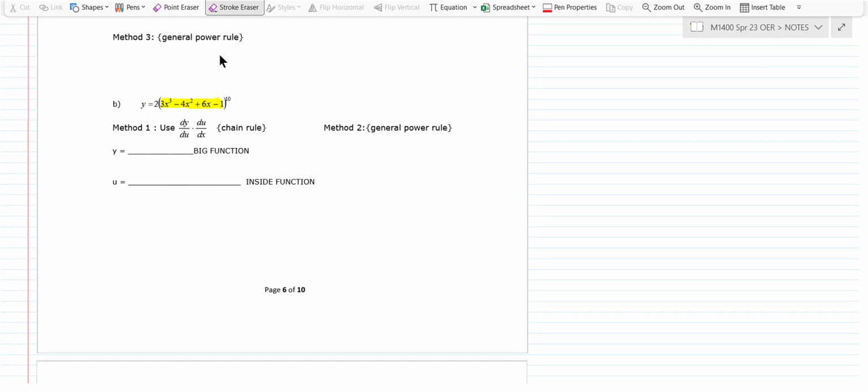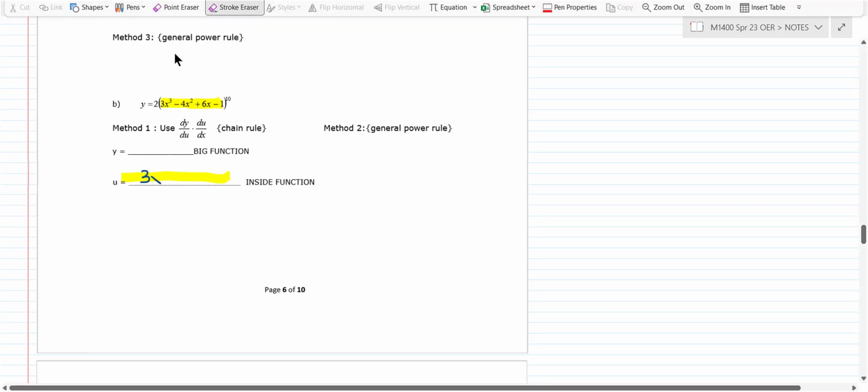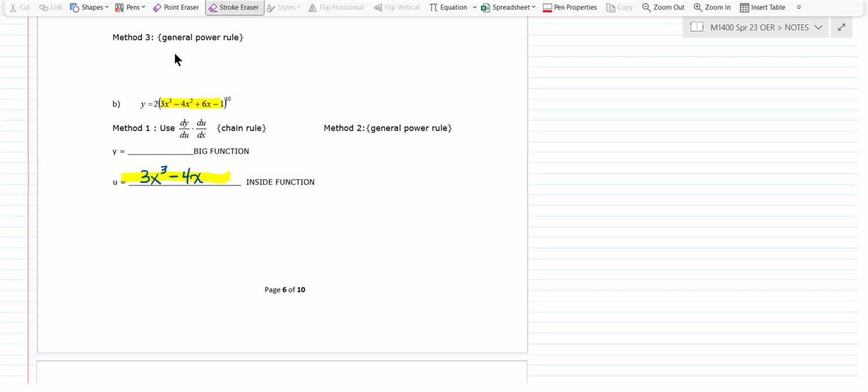And the inside function, we call that u. We use the letter u as an intermediate variable. So what you want to write down is what's inside the parentheses. That's the inside part. So we're going to say u is 3x to the third minus 4x to the second plus 6x minus 1, like that. Okay, so we identify that inside part.